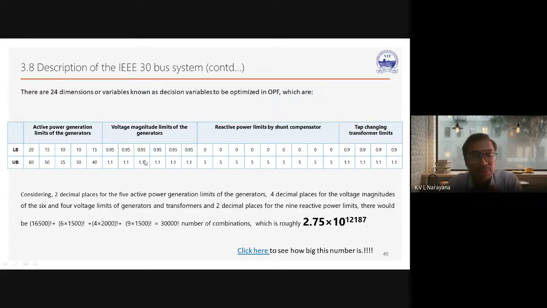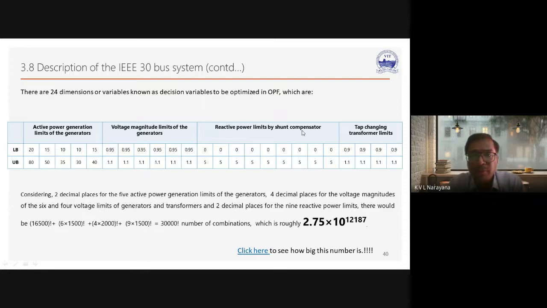The generator is supposed to generate the voltage between, if the basic voltage is 220, it should be in between 215 to 220 volts. So these are the limits we have to take. For every decision variable to be optimized, we must give the lower bound and upper bound values. These values are already given in the research papers for the IEEE 30 bus system, because these are not new. For the IEEE 30 bus system, these are the values already specified.